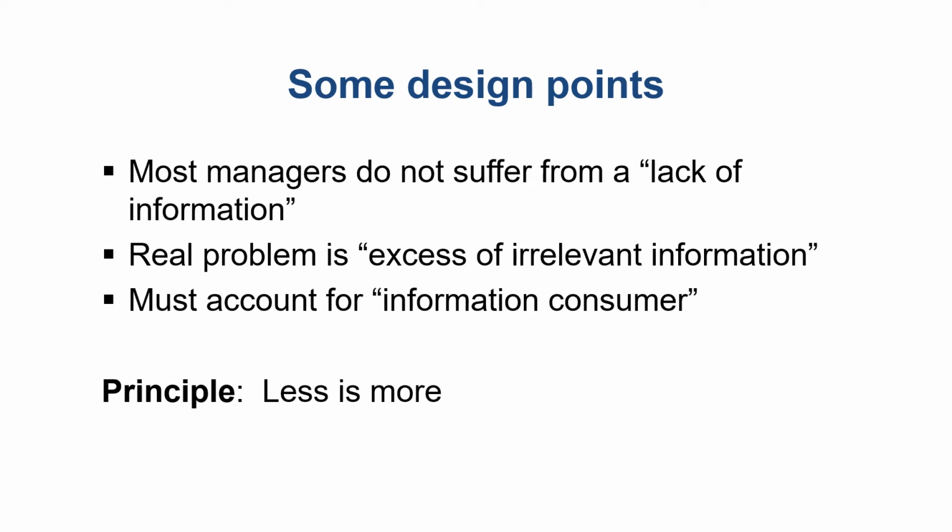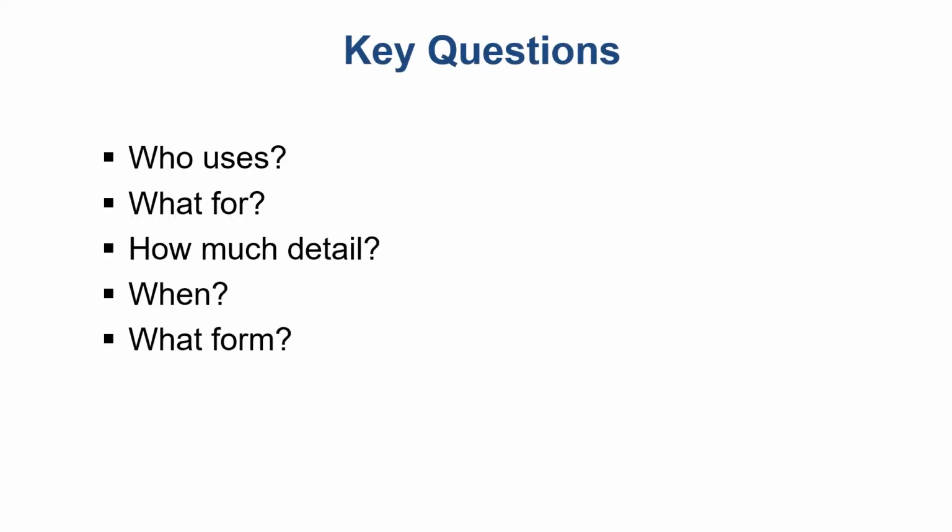Things like dashboards now are very useful because they do generally summarize, and also they allow people to select what they want. So that's something else to be thinking about. A general principle I've found is often less is more. So often we overthink what we need, and therefore one of the things we need to do in our system is how we can reduce it. In terms of questions you need to answer for your system: who is going to use the information? What for? How much detail do they need? When? And in what form?